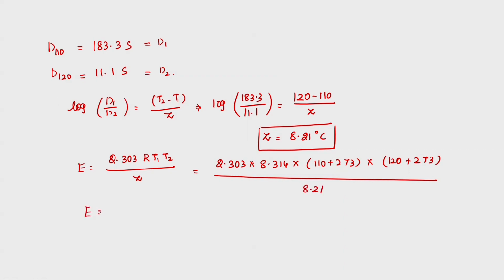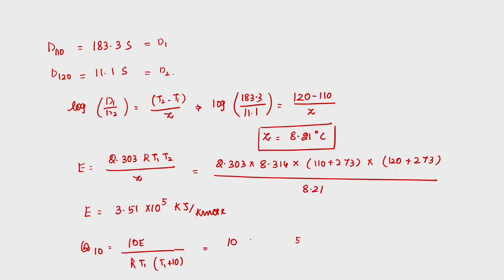So, your E becomes 3.51 into 10 to the power of 5 kilojoules per kilomole Kelvin, and the Q10 value you already know. So, what is the formula? The formula is 10E upon R, T1, then T1 plus 10.